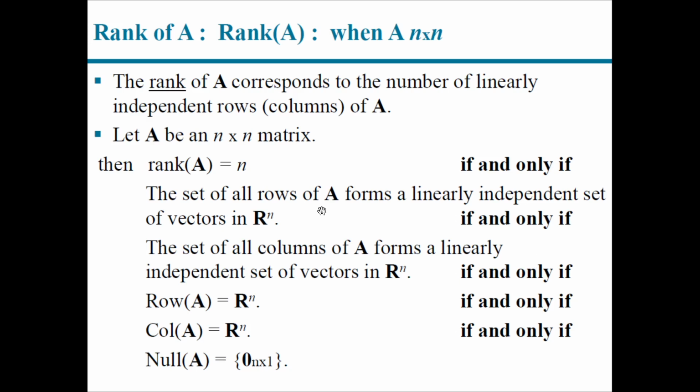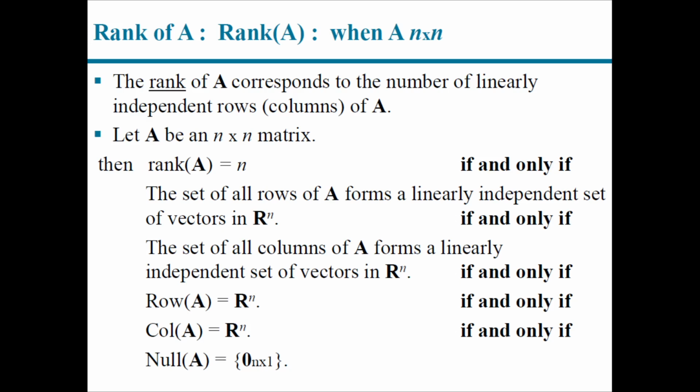So this is just another translation. When rank is n, that means that all rows of matrix A are linearly independent. So they are vectors in Rn, so we have n vectors in Rn that are independent, which means all rows of matrix A will form a basis for Rn, which means that the span of all rows, which is called the row space of A, is actually Rn. Wow.